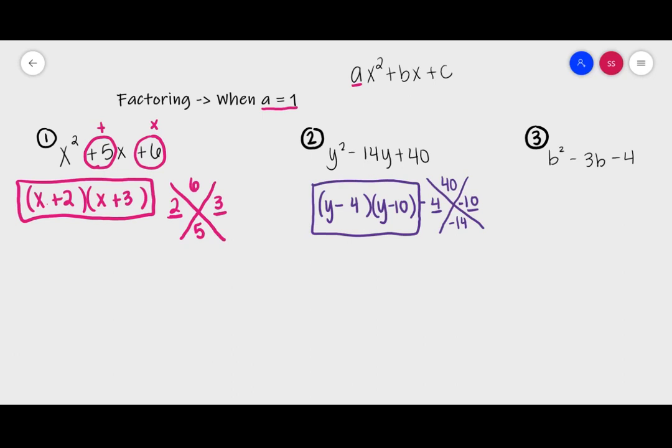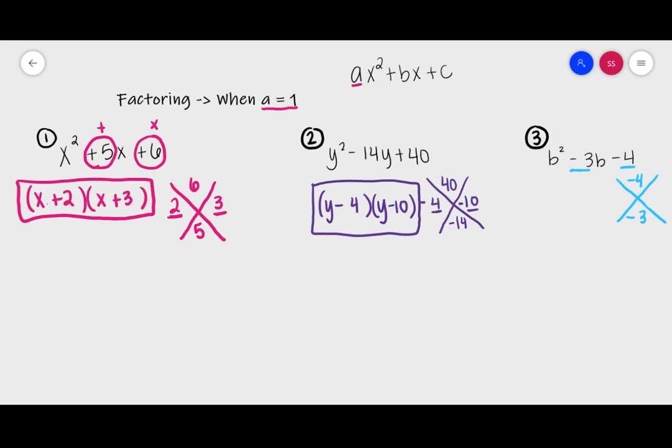And the last one, b squared minus 3b minus 4. Multiply to negative 4, add to negative 3. So notice you're taking the sign in front of the term, negative 4 and negative 3. So what multiplies to negative 4? Well, to get a negative, it needs to be one positive and one negative. So if we do 2 and negative 2, that does multiply to negative 4, but does not add to negative 3.